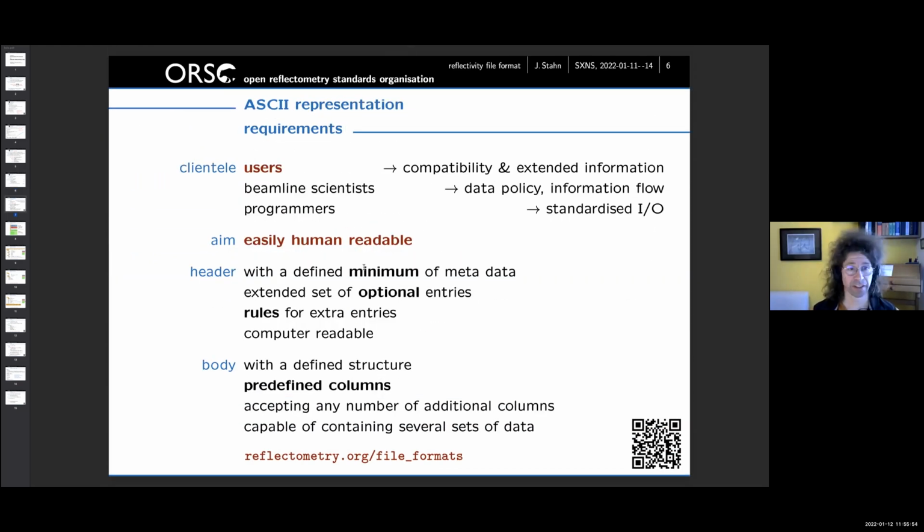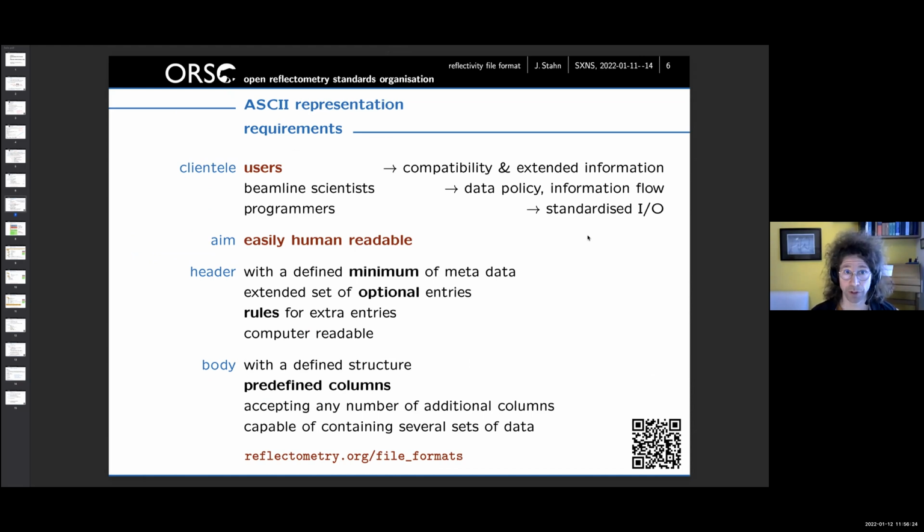Our clientele are users, essentially. They profit from the compatibility of this file format over the large variety of software and from the extra information in the header, so they don't have to look at the logbook every time. Human scientists profit from the data policy and the information flow, so they give more information to the user. And programmers profit from this standardized I/O.